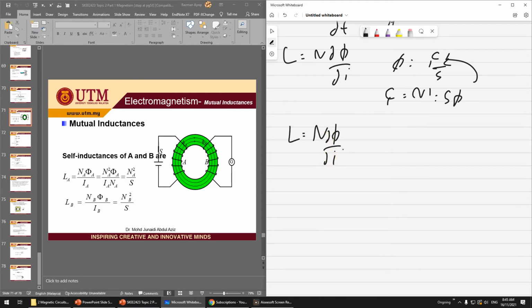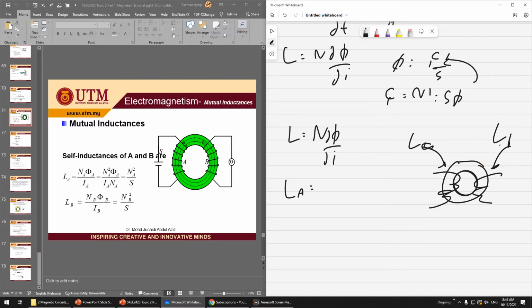Self-inductance at one side is LA. Self-inductance means that each has its own self-inductance. If you have something like this, this one is LA and this one is LB. This is self-inductance. After this you will learn about mutual inductance, so focus on self-inductance first. So NA, the number of turns in coil A, times flux at A divided by current at A. Recall back this one. Sorry, not this one.